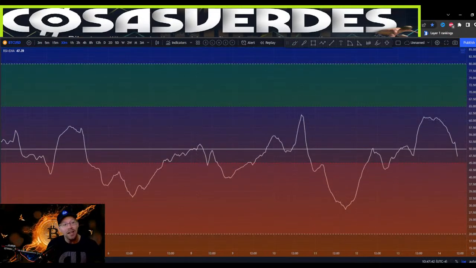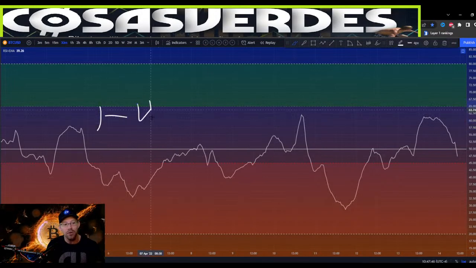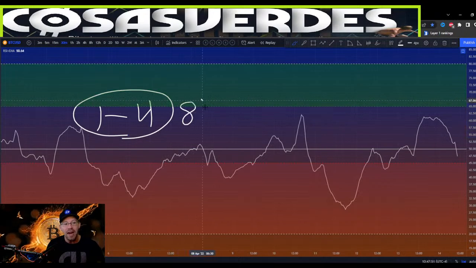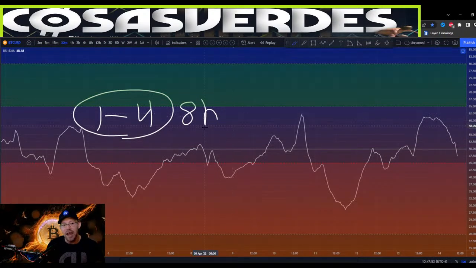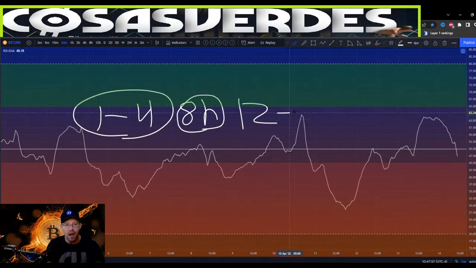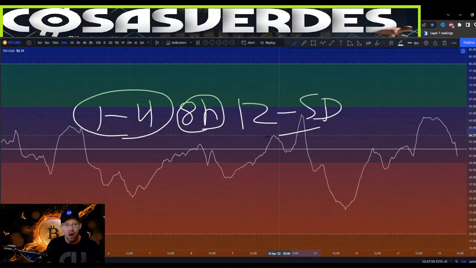And yeah, a lot of times that's actually kind of rare where everything is in line. A lot of times you have the 1 hour through 4 hour is positive. The 8 hour, let's say, is kind of neutral. It's got a neutral slope. And then the 12 hour through 5 day are all bearish.